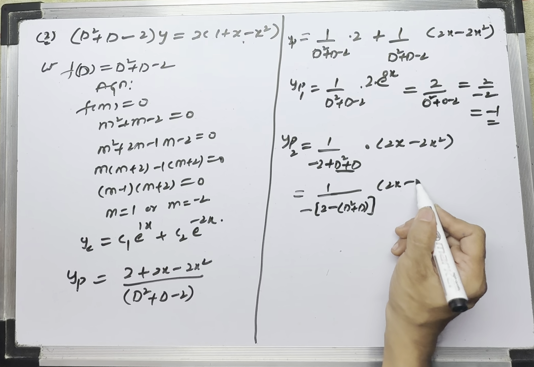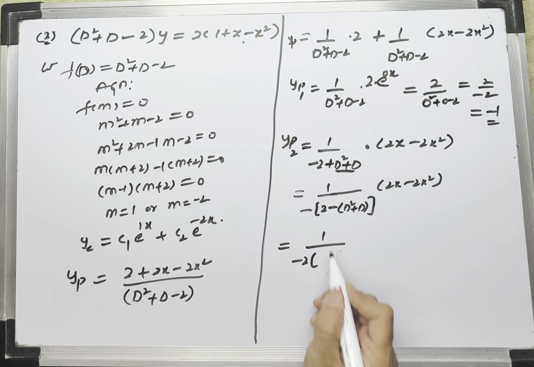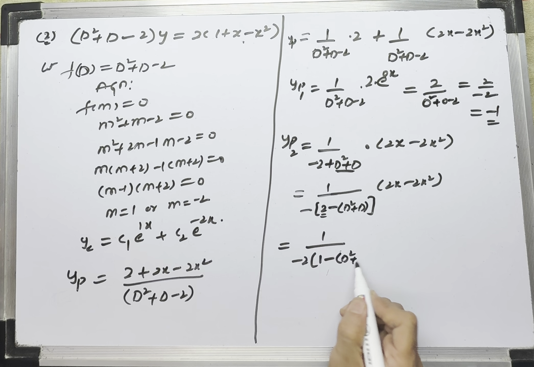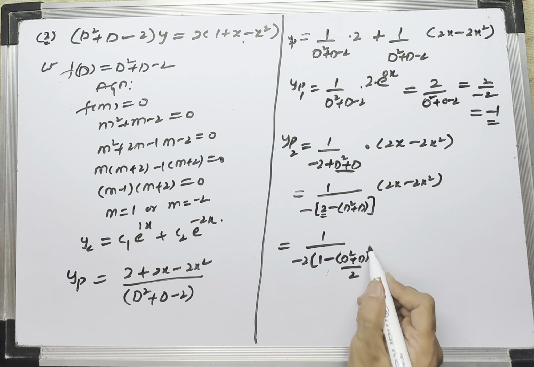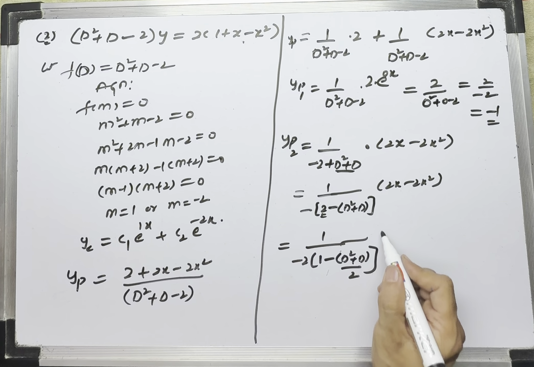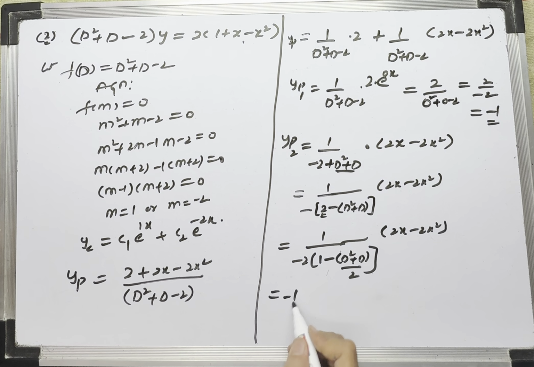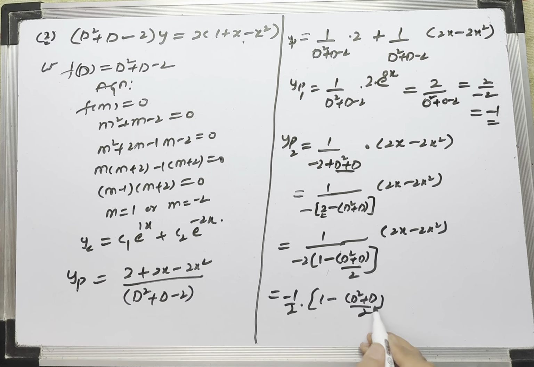Then 2x minus 2x square. Then we will take 2 common. 2 ones are 2. We need 1 here. 1 minus x inverse formula we need actually. This one is by 2. If I take 2 common, here you will get 1. Then this 2 goes to the denominator, 2x minus 2x square. Now this is minus 1 by 2. This value will go to the numerator. 1 minus D square plus D divided by 2 inverse into 2x minus 2x square.